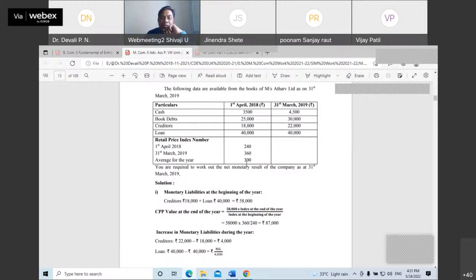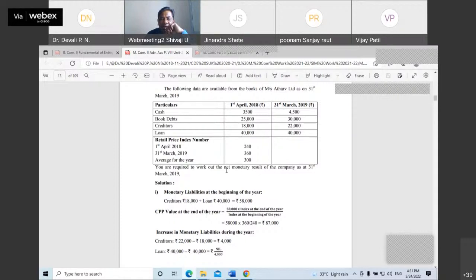How are you getting the average for the year? 240 plus 360 upon 2. It is the beginning plus the end, so beginning price index plus closing price index. You will get 300. So the average for the year is 300.